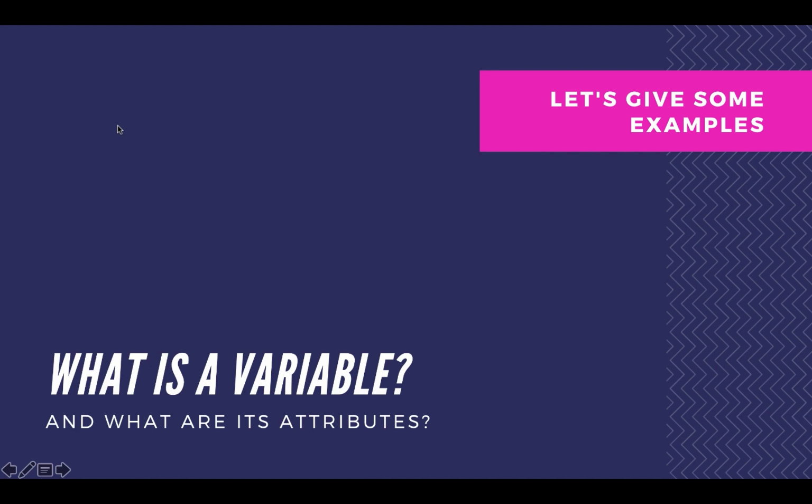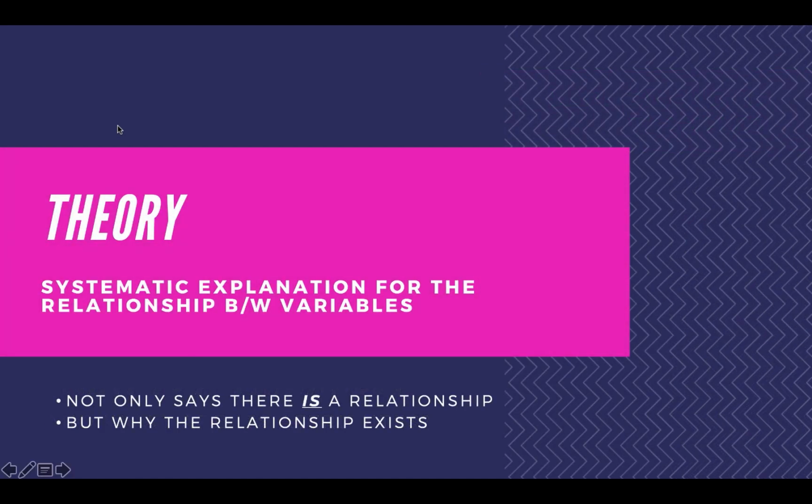So you can say, my variable is protest participation. Some of the attributes could be never protested, protested one time, protested two or more times. And we see that the attributes there are just options that participants could use in that larger variable of protest participation. Then what is theory?